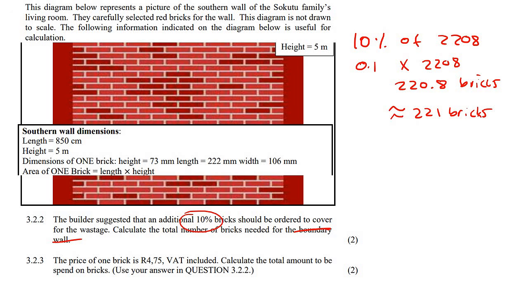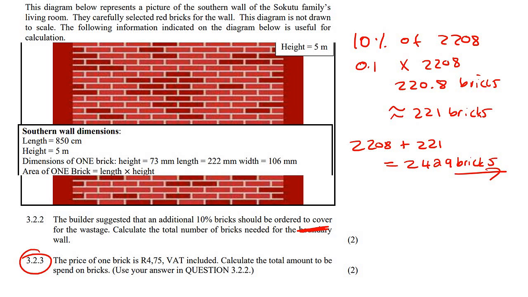Now the question says, calculate the total number of bricks needed for the wall. I don't know why they've said that. So you're just going to say 2,208 plus 221, and that's going to give you 2,429 bricks.